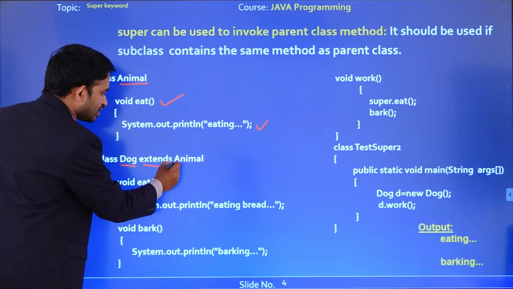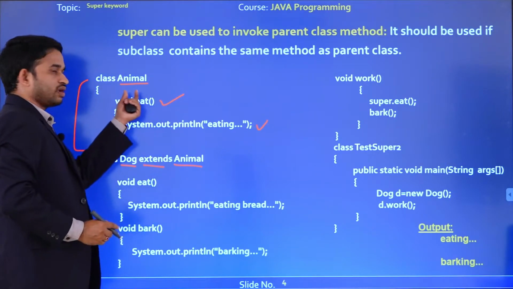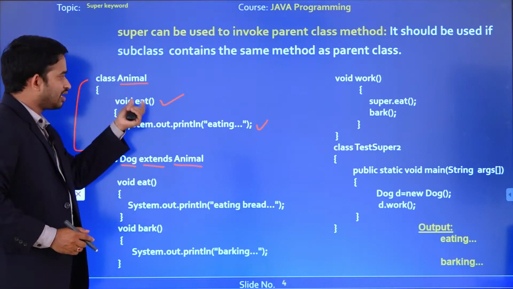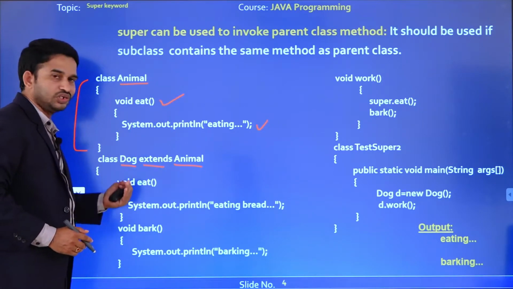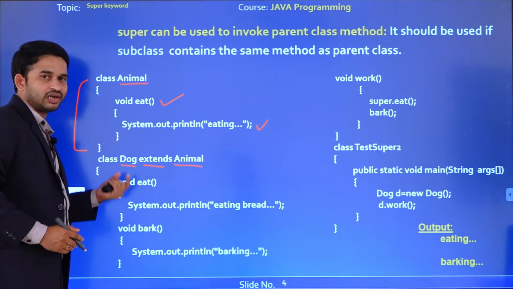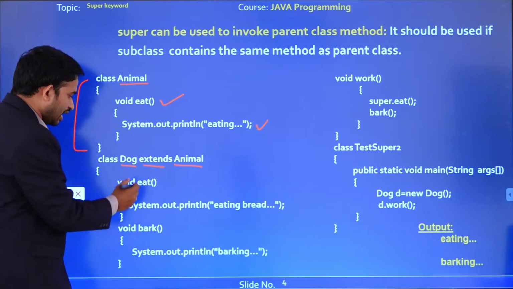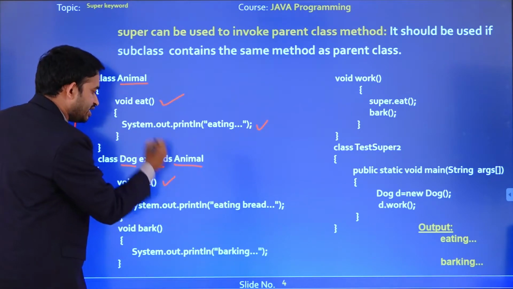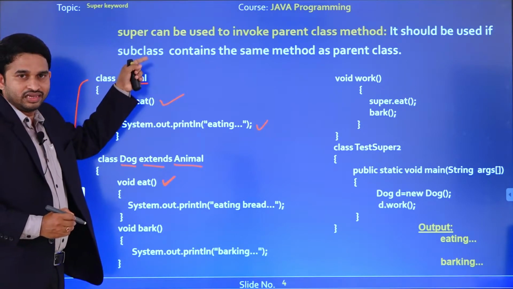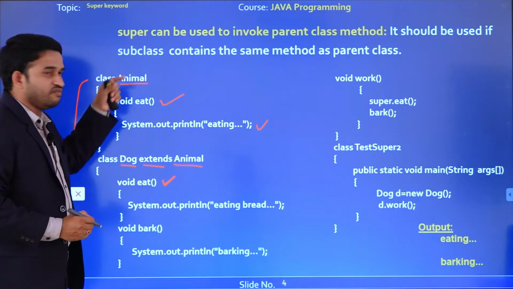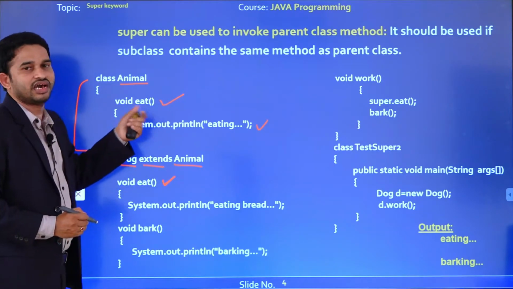So what is the superclass here? Animal. So Animal is a superclass. Whatever properties we declared inside the Animal class, those are acquired through extends into our subclass. What is the subclass here? Dog. So here I am declaring one method, that is void eat. Same method, right? Same as the previous example. In the previous example, the same variable we used. Here the same method I am using.